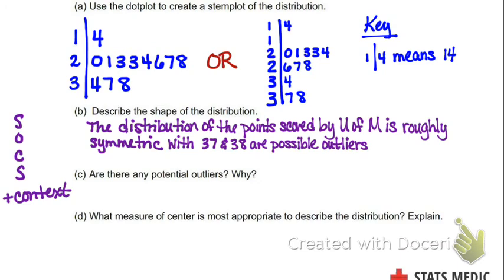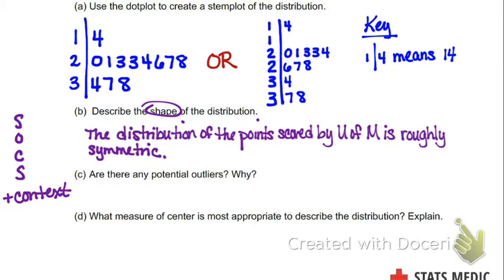All right, down at the bottom, and I actually need to erase some of this because I didn't read my directions close enough. All right. So they asked me in part A to describe the shape. The distribution of points scored by U of M appears roughly symmetric, especially if I'm looking at just the single stem plot.